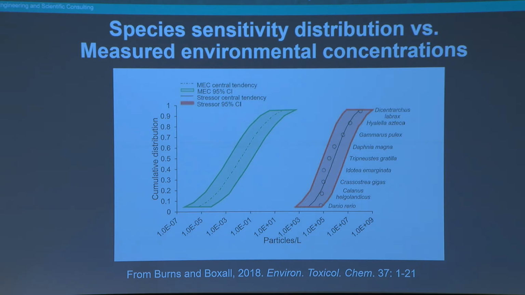And this is the distribution of the effects concentrations. Since there's not a huge amount of data, it includes both the no effect and the effect data. And the 5th percentile of that distribution is on the order of about 10,000 particles per liter.